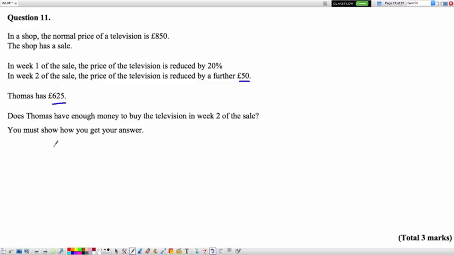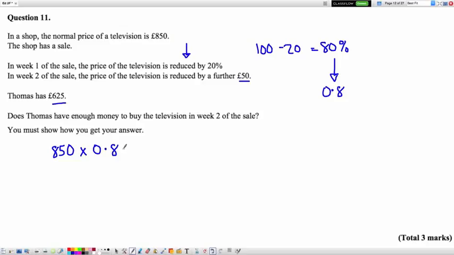So let's start off. First off, he has the initial price, which is £850. We're going to reduce, that's a decrease of 20%. So 100 subtract 20 is 80%, so our multiplier will be 0.8. So to find the price after week 1, we multiply the original price by 0.8. That gives us our new price of £680. This is for week 1.